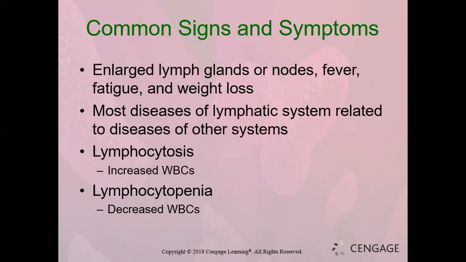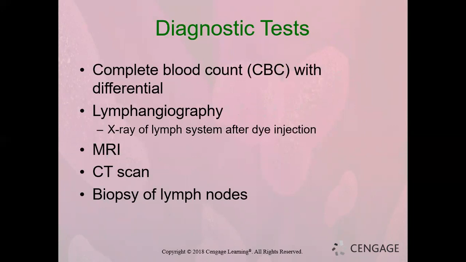We can have different problems with this: enlarged lymph glands or nodes, fever, fatigue, weight loss, and most likely the diseases that we have in the lymphatic system are related to diseases of other systems. So lymphocytosis is just increased white blood cells. Lymphocytopenia is decreased white blood cells. They're going to check your CBC, which is just your white blood cell count, red blood cell count, those types of things. There is an x-ray that they can do, where they inject dye, and they'll be able to see how the lymph system flows. They can do an MRI, biopsy, CAT scan.